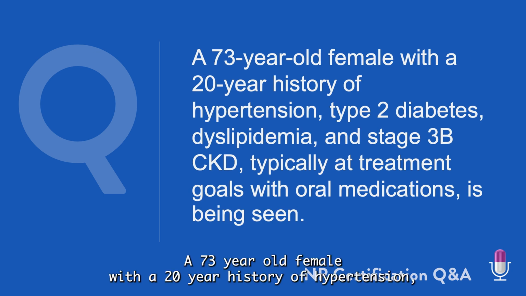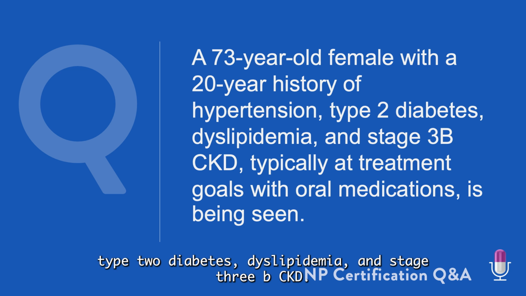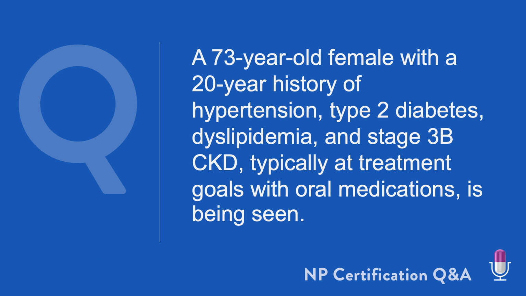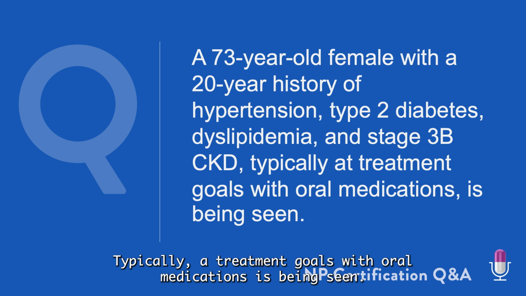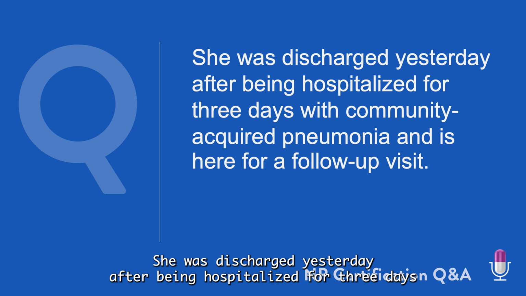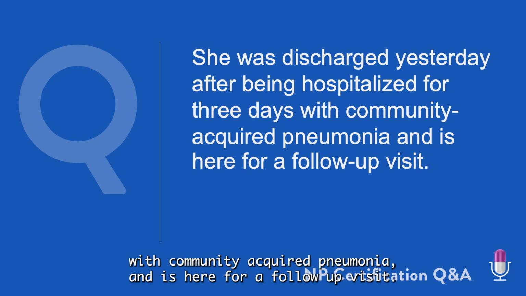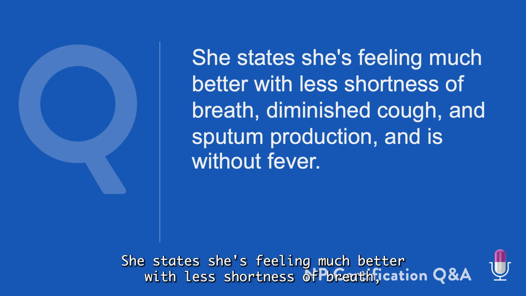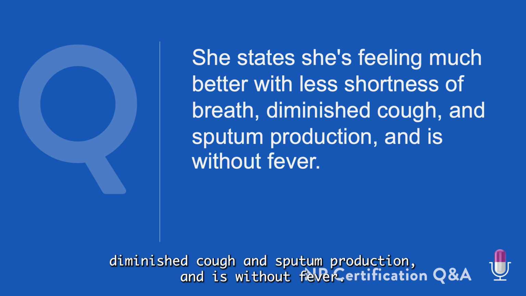A 73-year-old female with a 20-year history of hypertension, type 2 diabetes, dyslipidemia, and stage 3B CKD, typically at treatment goals with oral medications, is being seen. She was discharged yesterday after being hospitalized for 3 days with community-acquired pneumonia and is here for follow-up visit. She states she's feeling much better with less shortness of breath, diminished cough, and sputum production, and is without fever.